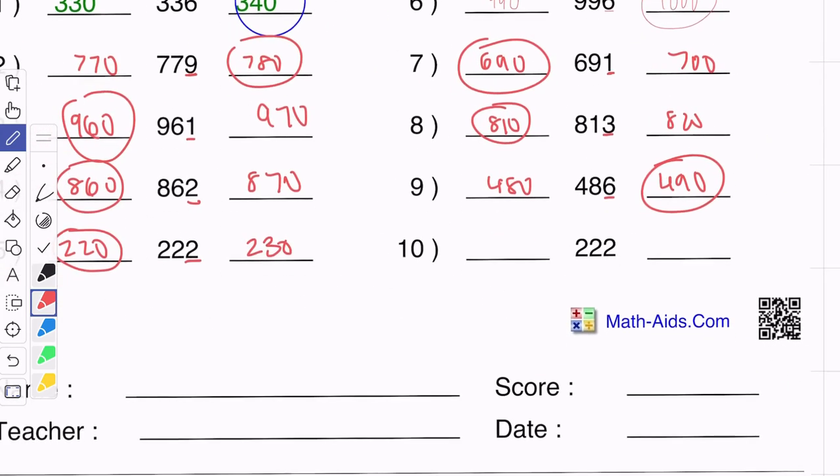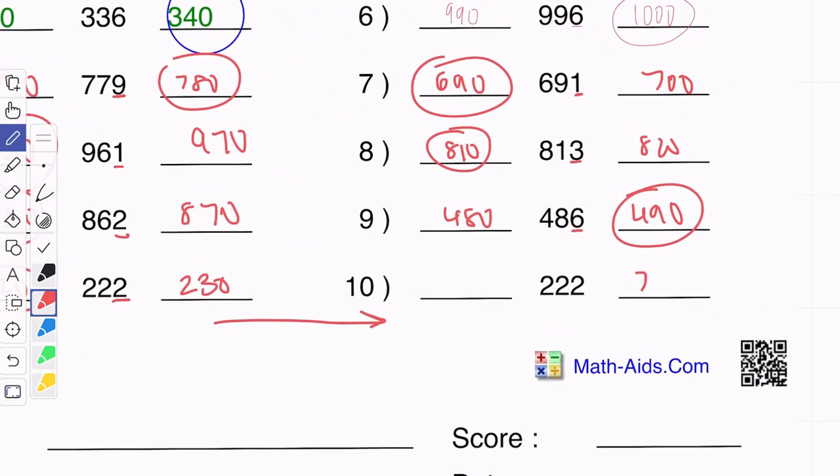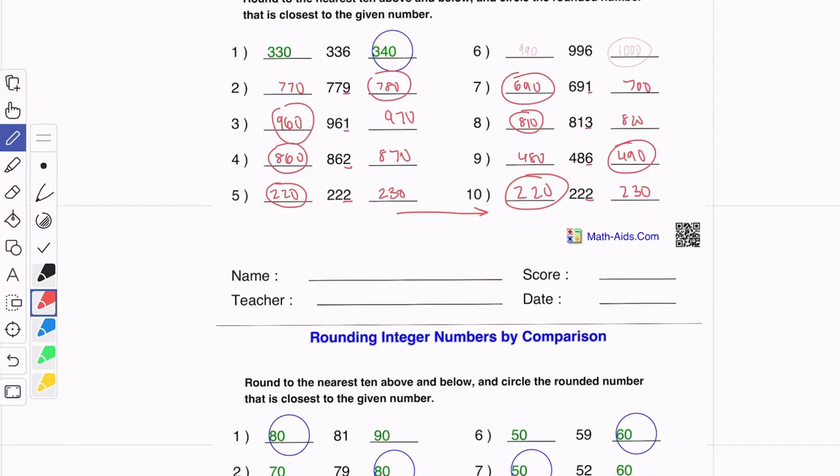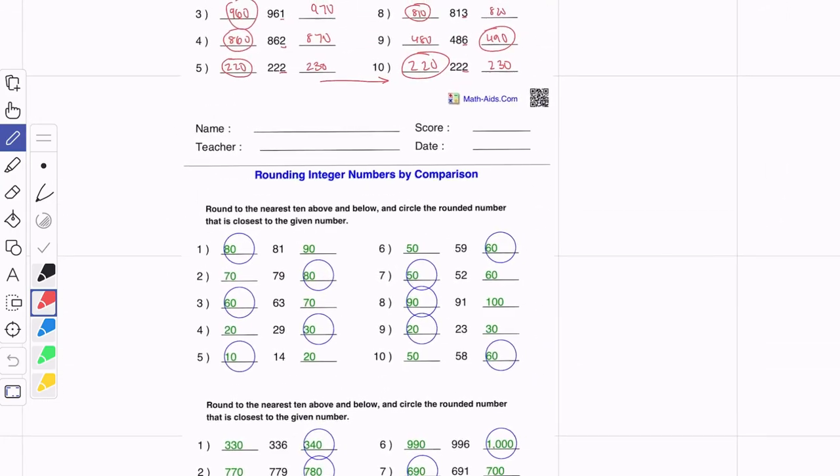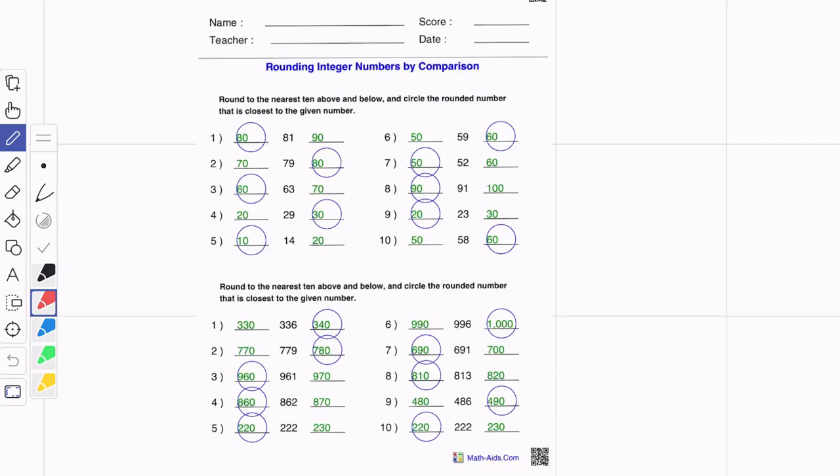And then 222, I think this is the same thing, so it's just 230 over here, 220, it has a 2 because it's below 5, so we're going to round down. And that's our answers. Let's check that. Looks good.